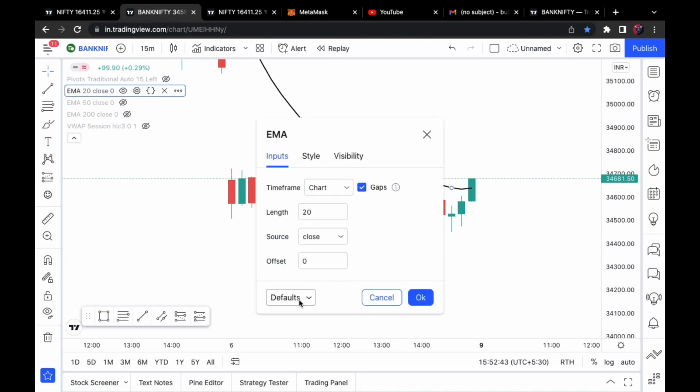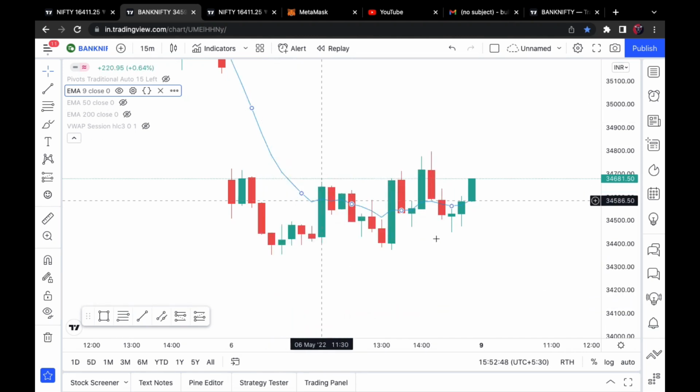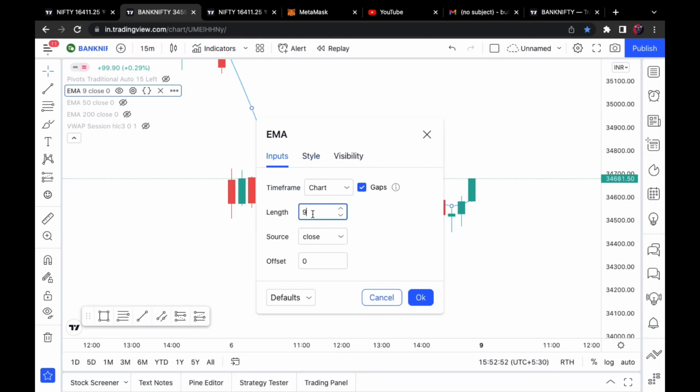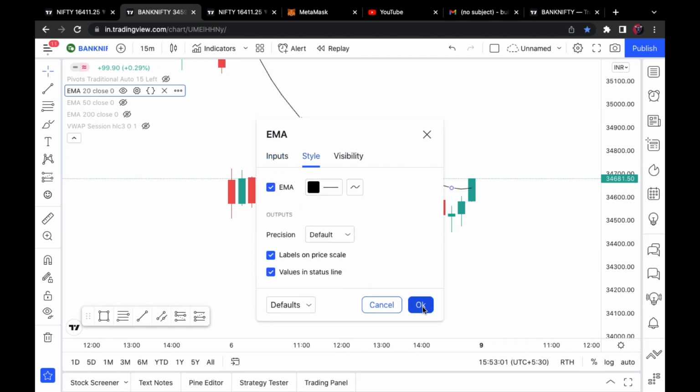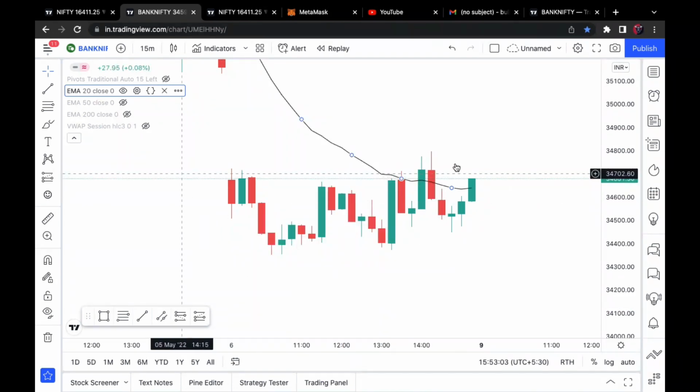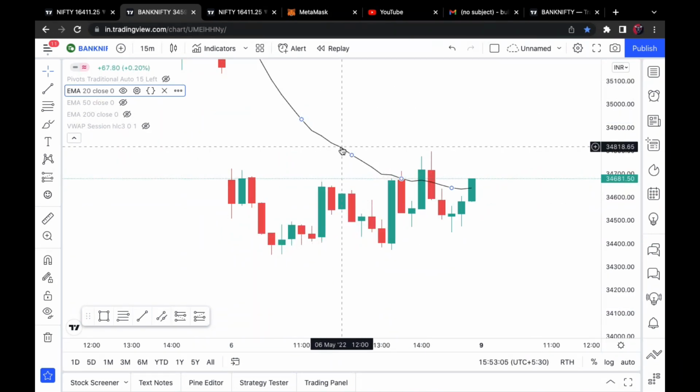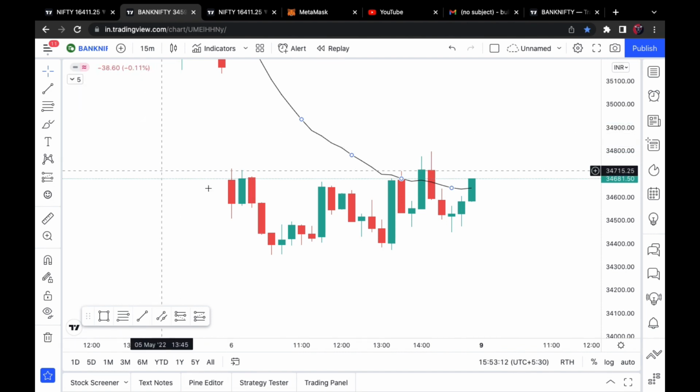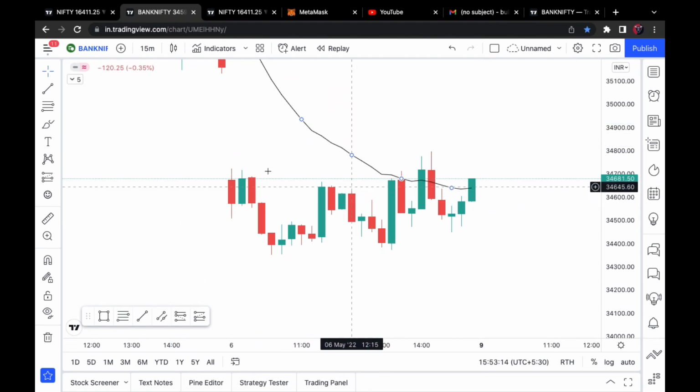This will come as default. You need to come here in settings, then change 9 into 20. Then you can choose your color and press OK. This is the line which tells the average of 20 candles. For example, there are 20 candles and the average of those 20 candles is the EMA.